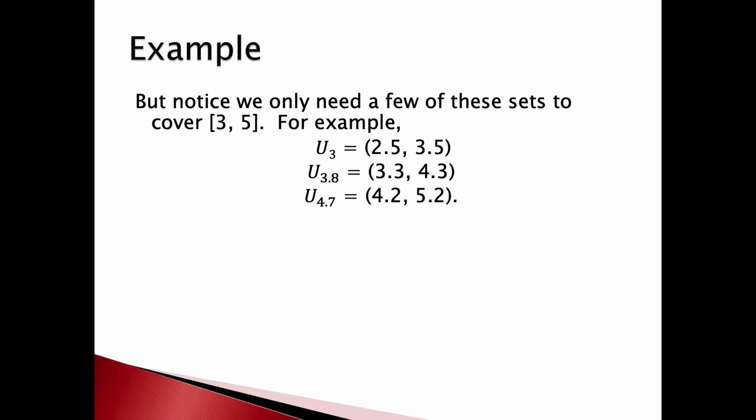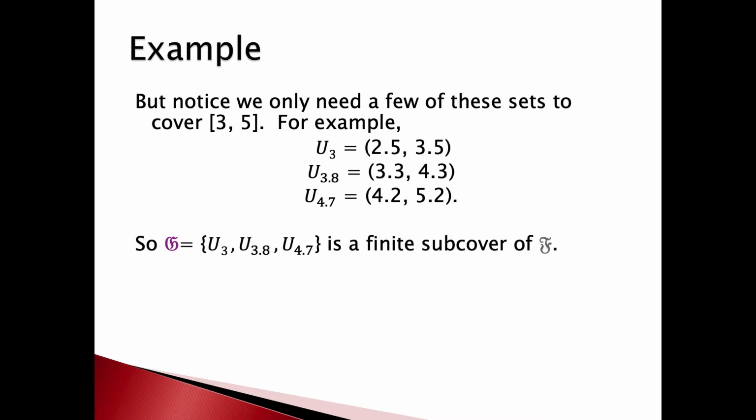Now let's try, say, U4.7. So that'll go from 4.2 up to 5.2. And now you see with those three sets, I've completely covered all the blue of the interval from 3 to 5. So just those three sets would be a subcover, and it would be a finite subcover of my original, because again, I don't need all the possible intervals that I could make. I just need those three to overlap enough to cover the blue interval from 3 to 5.